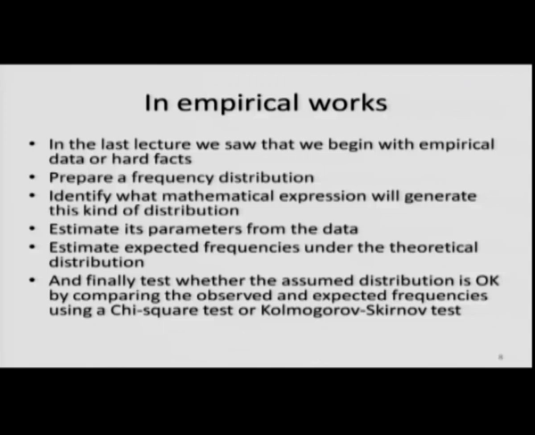In empirical works, in the last lecture, we saw that we begin with empirical data or hard facts, prepare a frequency distribution, identify what mathematical expression will generate this kind of distribution, estimate parameters from the data, estimate expected frequencies under the theoretical frequencies, and finally, for goodness of fit, you test whether the assumed distribution is okay by comparing the observed and expected frequencies using some method like chi-square or Kolmogorov-Smirnov test. We will talk about these things in a minute.